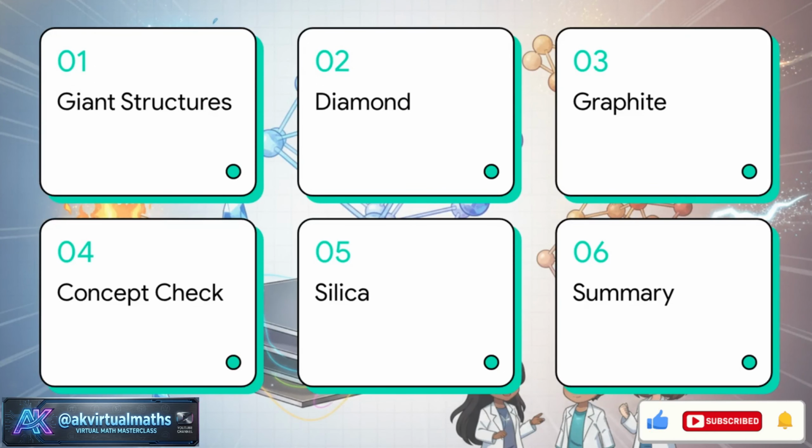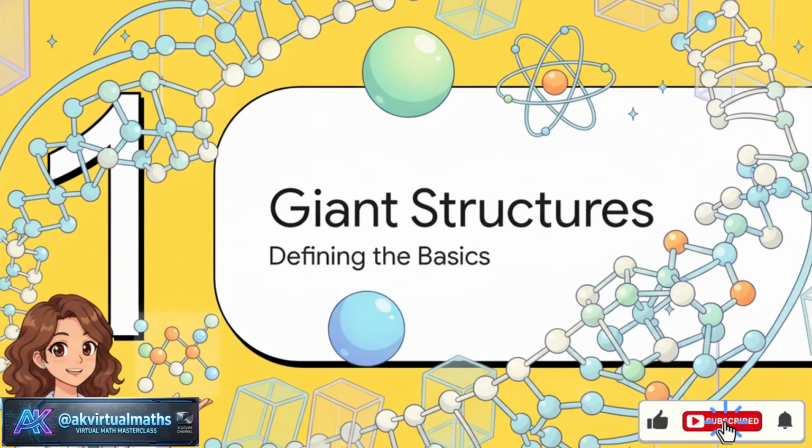Here is our lesson plan for today's explainer, perfectly crafted for both our core and extended syllabus students. We'll welcome you to Giant Structures, explore diamond and graphite, pause for a quick concept check, look at silica, and wrap up with a summary. Section 1. Welcome to Giant Structures, defining the basics.